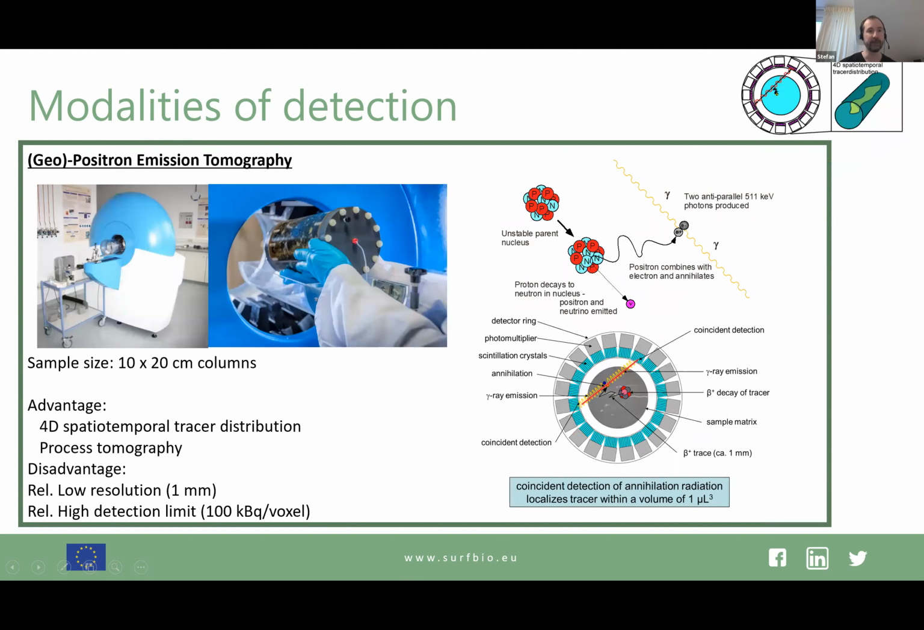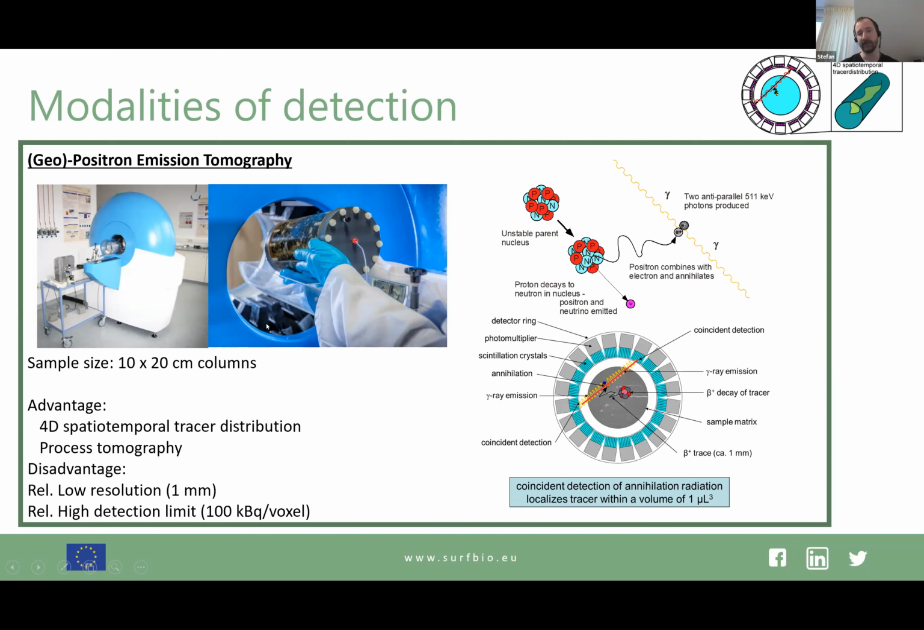Okay, now for positron emission tomography, which gives us this 4D spatiotemporal tracer distribution. Here you can see, first of all, how the instrument looks, and you can get an idea about the size of the samples. Usually these instruments are used for animal experiments, so it's made with a rat in mind. We use it for geomaterials, for these sorts of columns, and we can fit 10 by 20 centimeter columns inside for imaging.